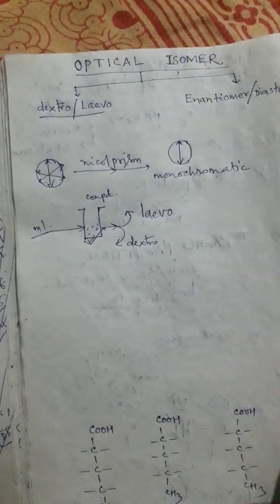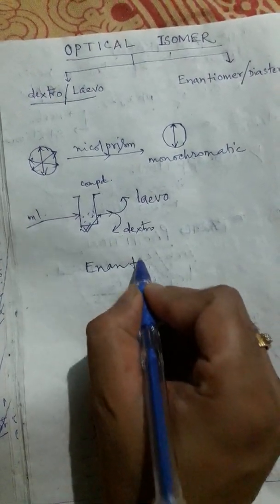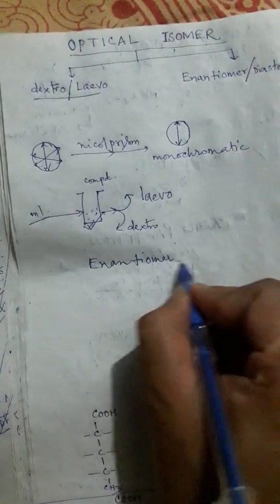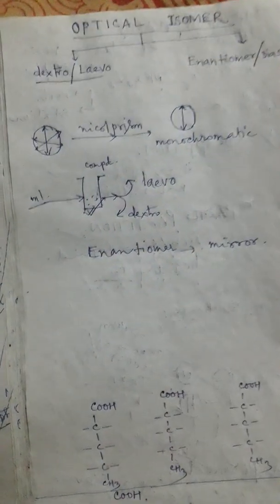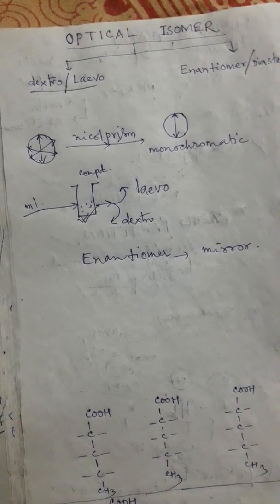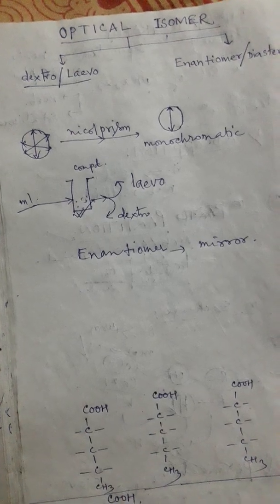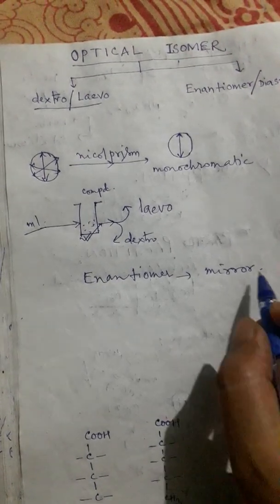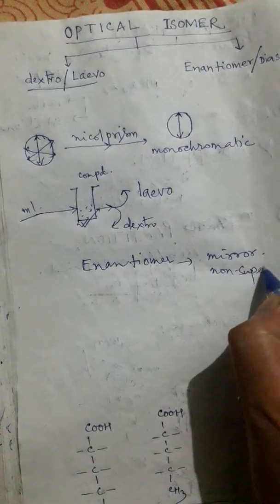Now what is enantiomer and diastereomer? Enantiomer is a non-superimposable mirror image. So it is a mirror image compound. When two compounds have the same molecular formula but are mirror images of each other, they are called enantiomers. But keep in mind, non-superimposable.